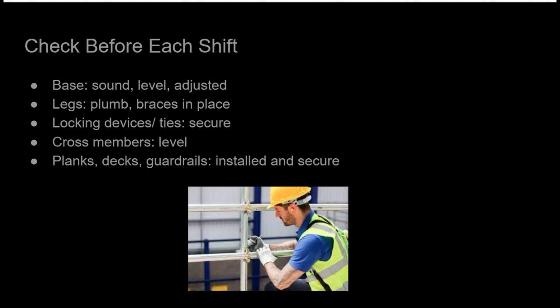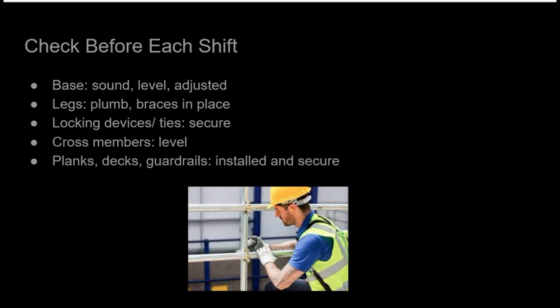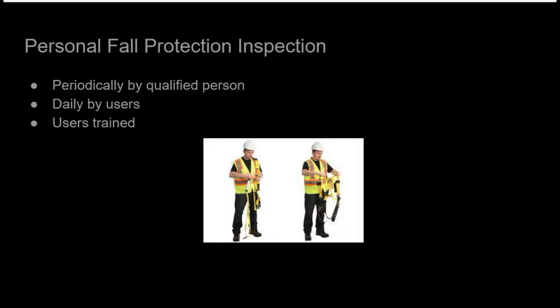Before each shift, the competent person needs to make sure the base is sound, level and adjusted properly, and the legs are plumb, with braces in place. Cross members need to be level, and planks, decks, and guardrails installed and secure. Motors, platforms, and wire ropes should be checked for corrosion. Frames, braces, and other parts need to be checked for bends, damage, rust, and wear and tear.